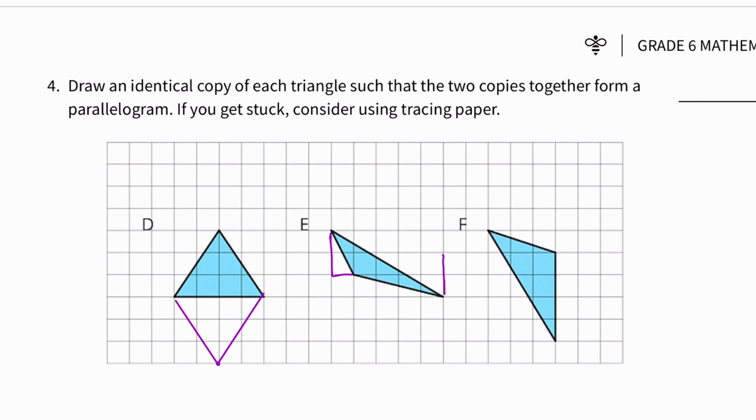Do the same strategy here, down 2 over 1 and up 2 over 1 to find the vertex of that triangle, connect the lines, and we have a parallelogram. Finally, I'm just going to count 4 on the right side and then 4 up on the left side to find my new point and then connect the dots.